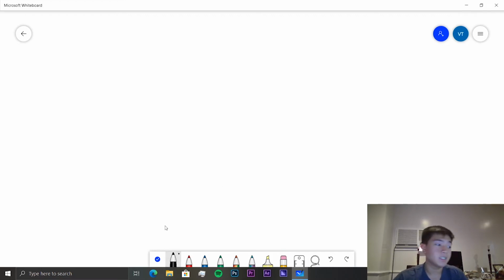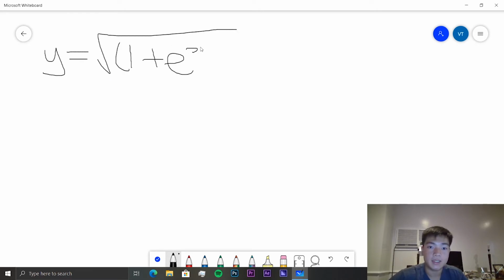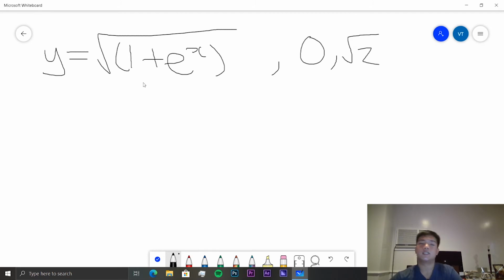So we need to find the derivative of this function at this point. We need to find the derivative of y is equal to the square root of 1 plus e to the x at the point 0, root 2. Okay, so this is fine. Let's get the derivative of this. So this is simply 1 plus e to the x to the 1/2.